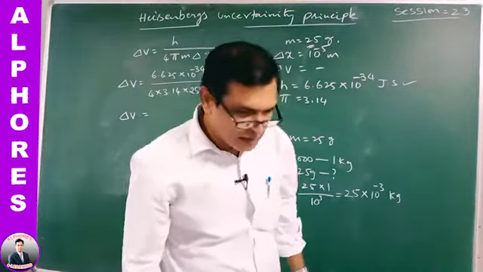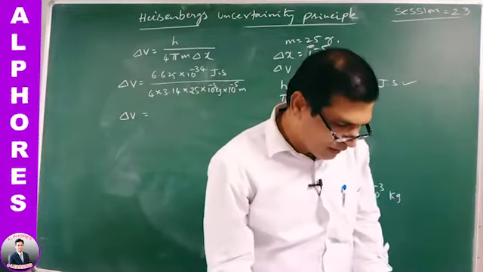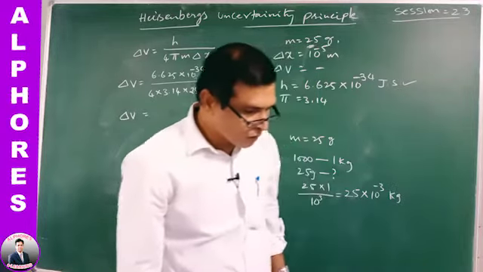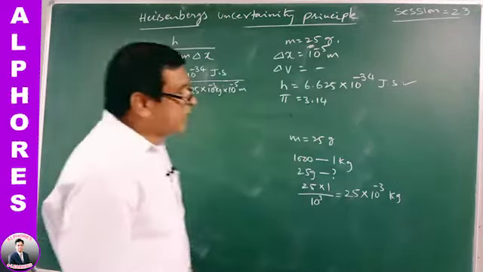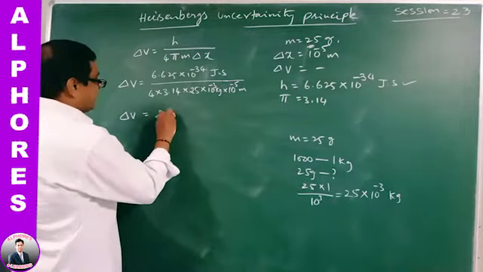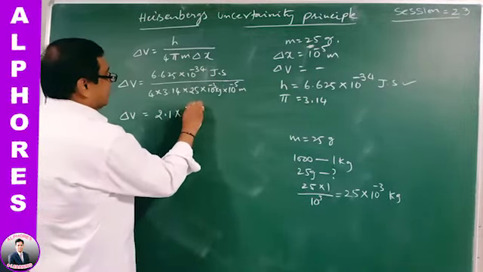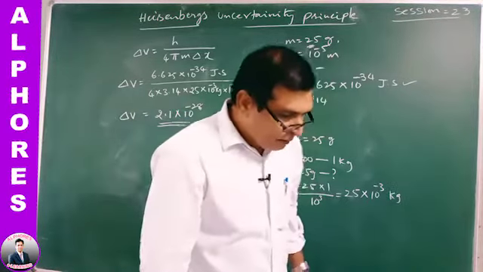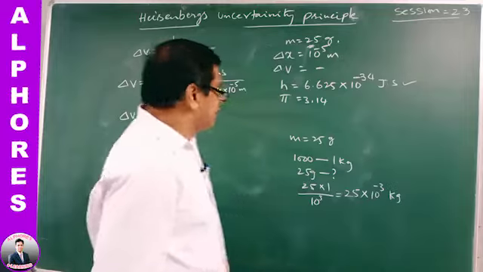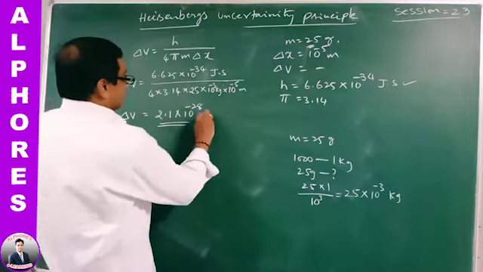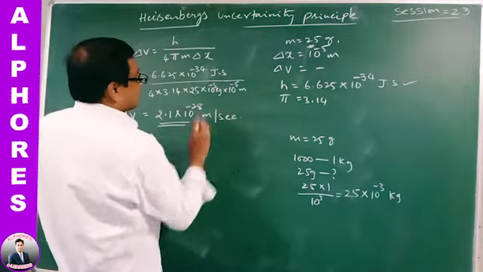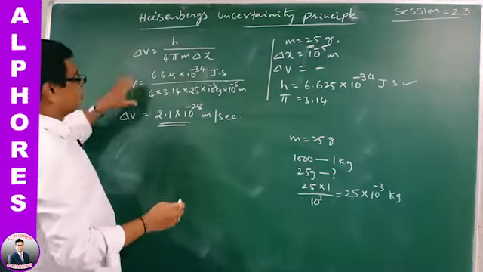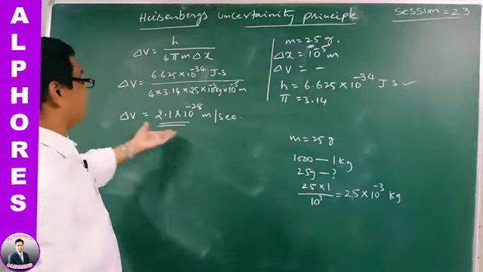On solving that, we have to find delta V accurately. The given answer is 2.1 into 10 to the power minus 28. That is delta V in meters per second, because all the quantities are taken in SI units only. So therefore the change in velocity is calculated like this.